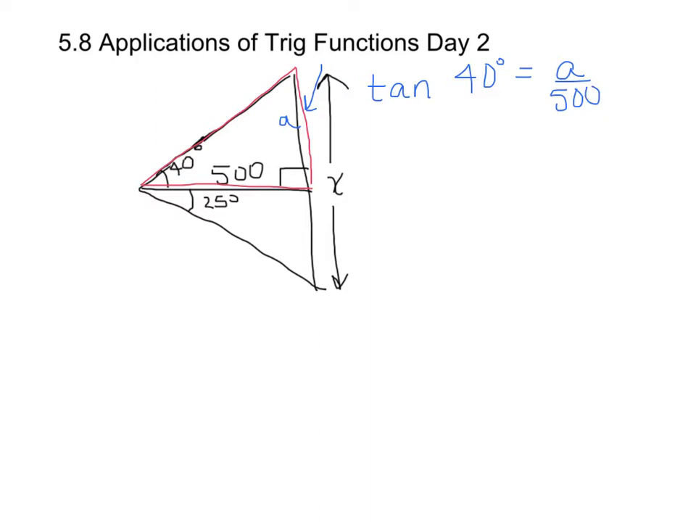And you have to remember again, we have to be in degree mode to actually find A. So you're going to multiply both sides by 500, and then you'll get that value for A. We're going to round to the whole number. So A would be 420 units.